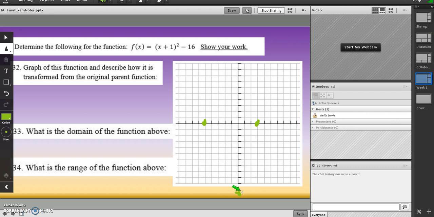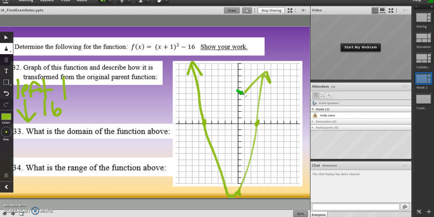Negative 15 is way down there. All right, we need to describe how it's transformed. So it moves left 1, down 16. The vertex, according to the other one, is (-1, -16), which is a little further down than that 15. And if we wanted to connect these dots, it would look like that for the sketch. We just have to sketch it.